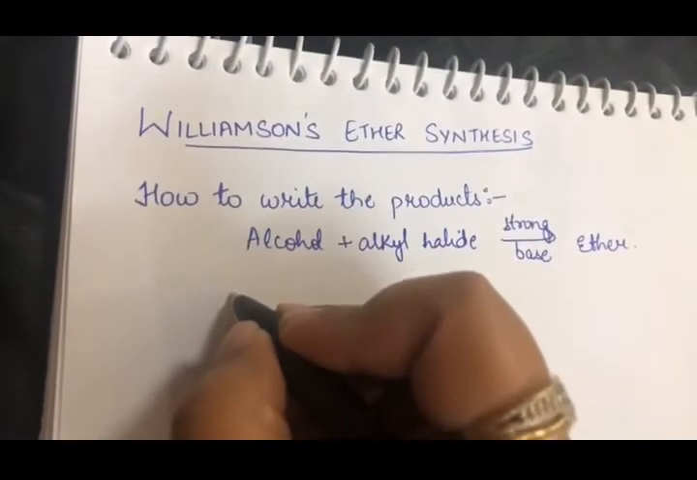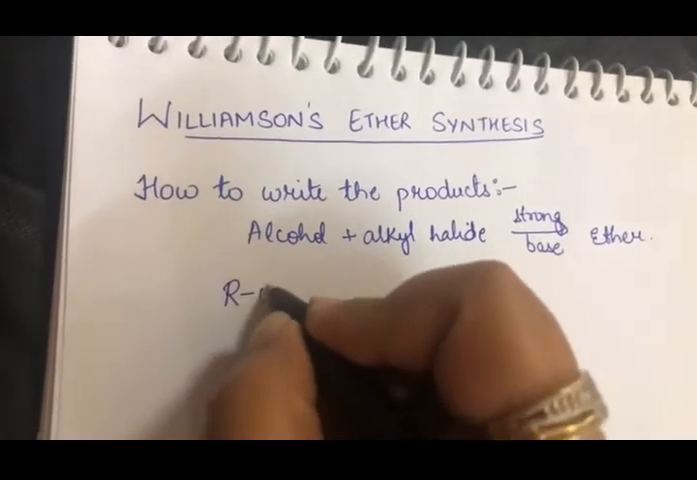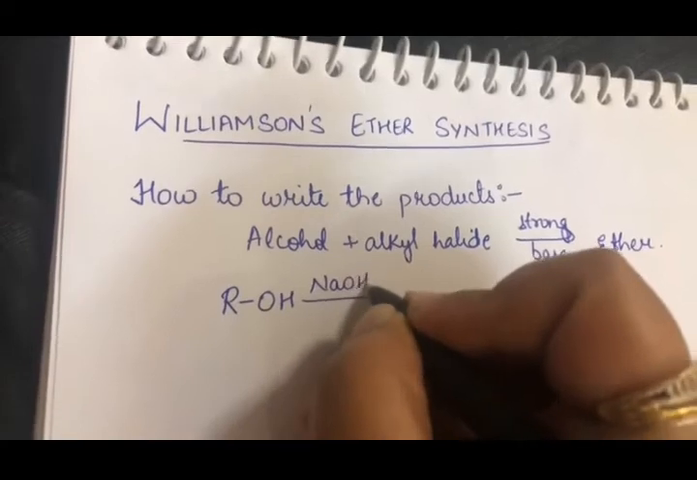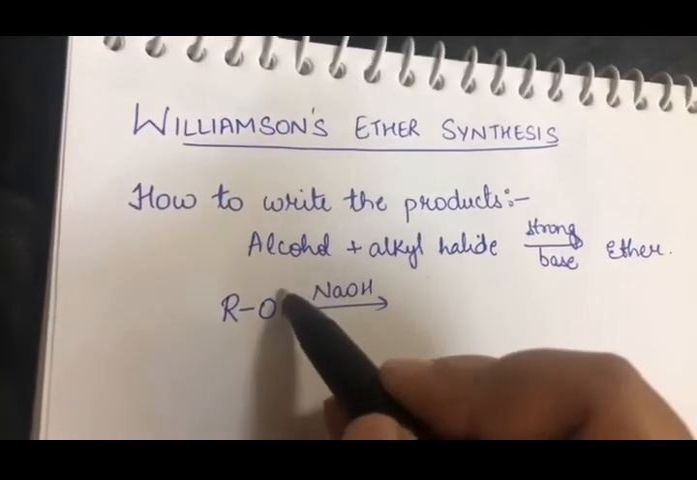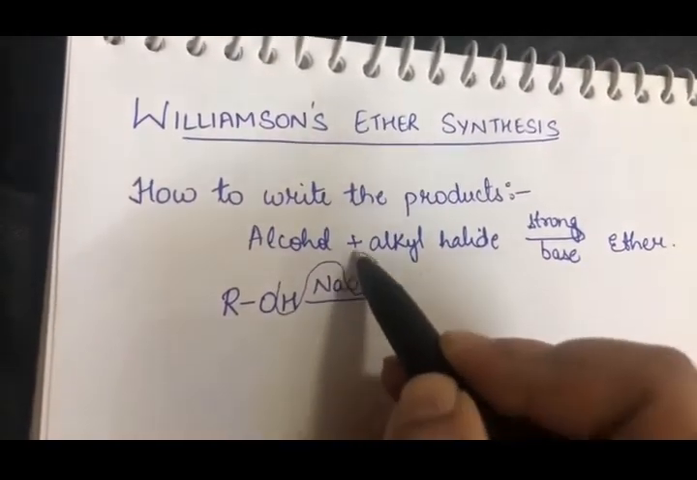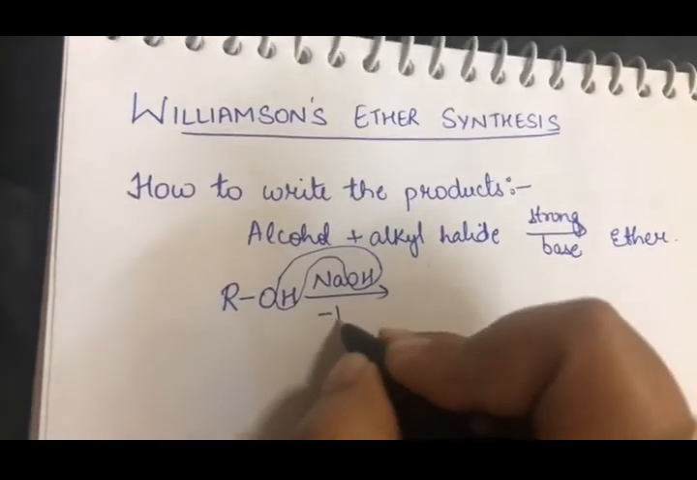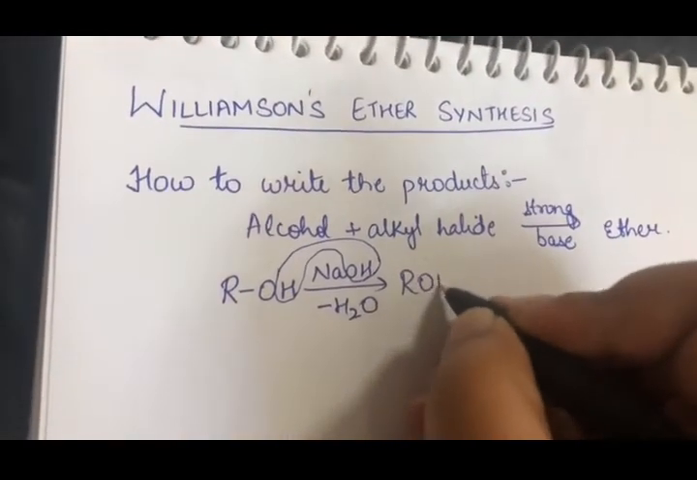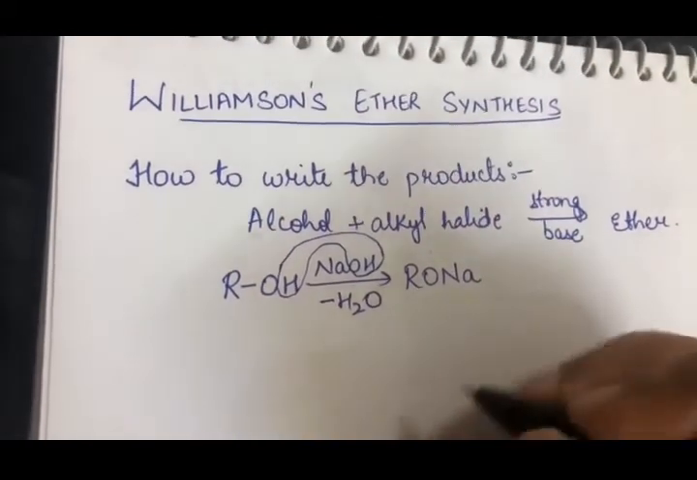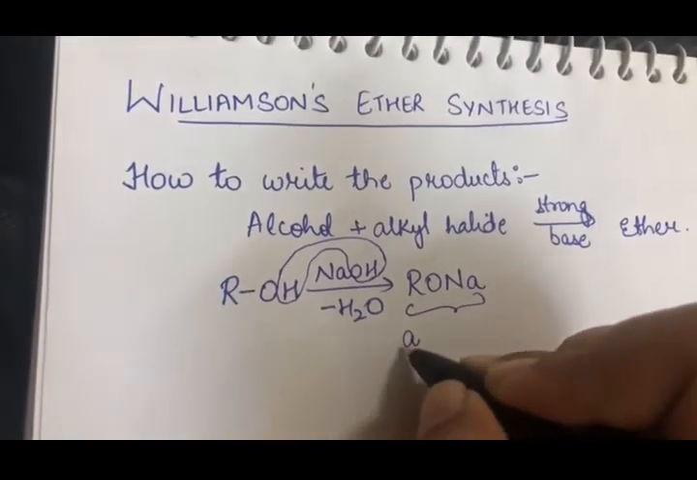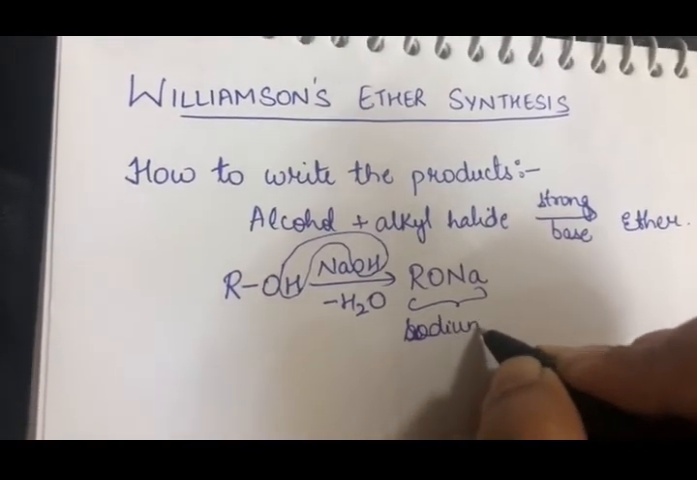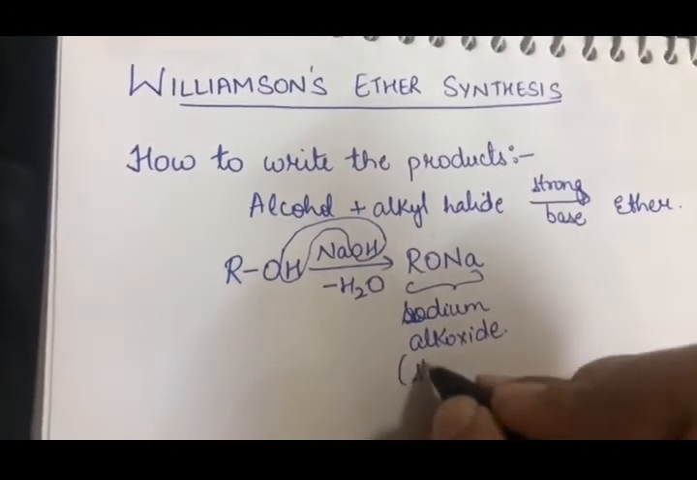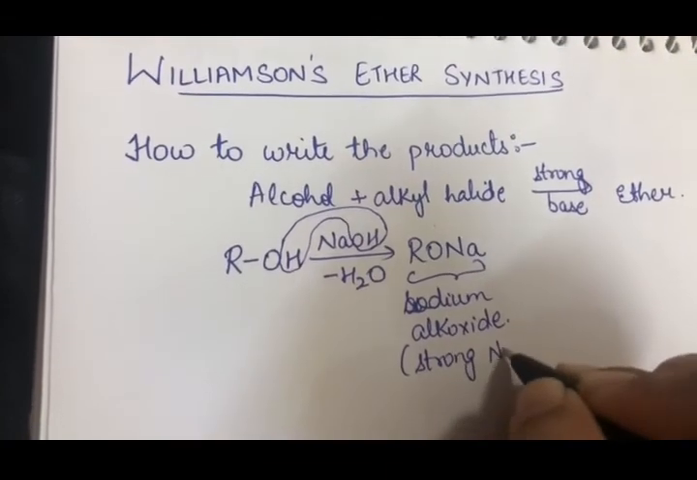So if I just write it in a little detailed form, this is an alcohol. The moment it reacts with NaOH, which is a strong base, what happens is the H from here combines with the OH from the base and it leads to the release of water and it gives you a compound which is RONa. This is called sodium alkoxide, which is a very strong nucleophile.